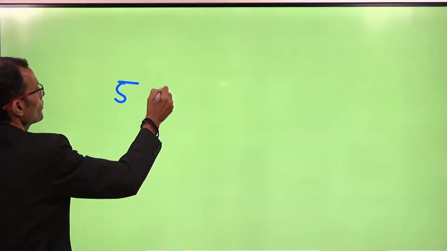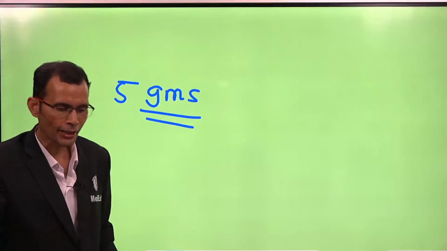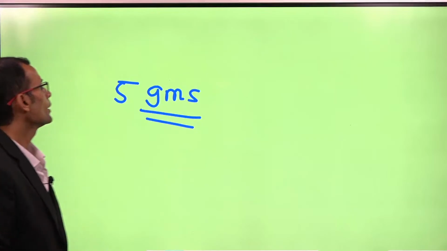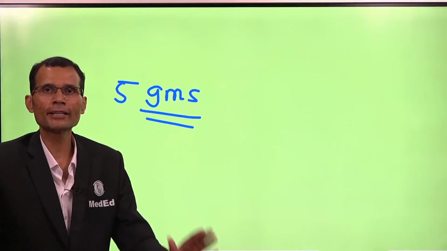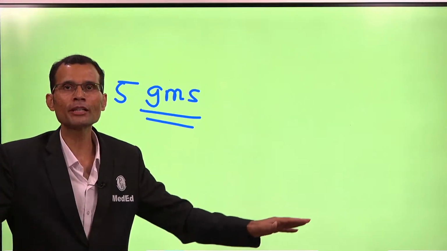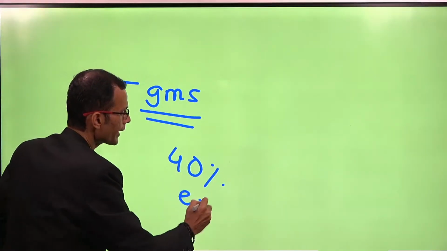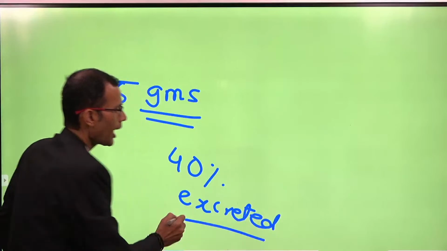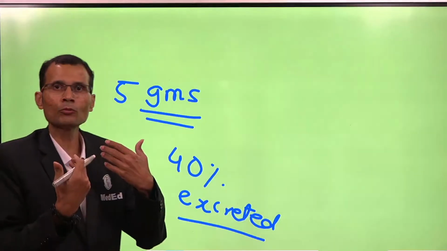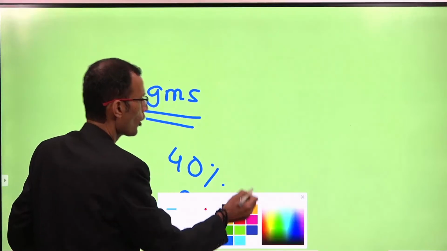5 grams of mannitol was injected into the ECF. If anybody is trying to solve the MCQ, I am trying to have a look at the chat box. 5 grams of mannitol was injected into the ECF. Mannitol got dispersed into the ECF, but they have said 40% got excreted immediately. That means after you injected the mannitol in the extracellular fluid compartment, 40% got eliminated out of the body.